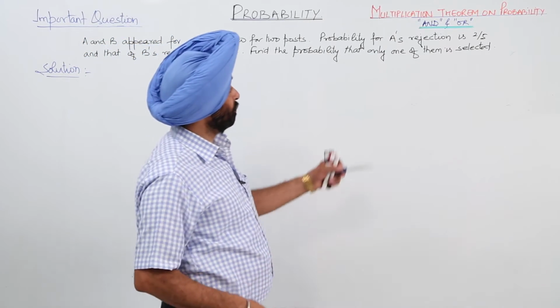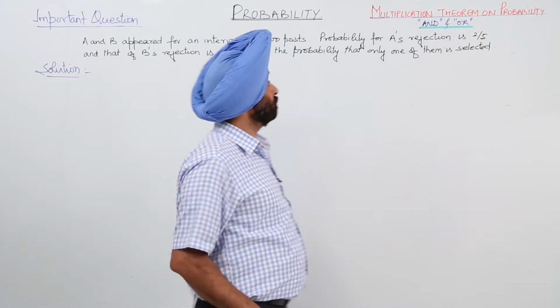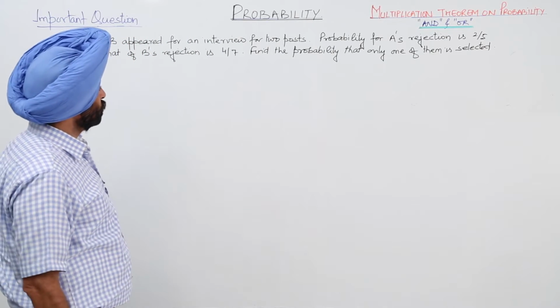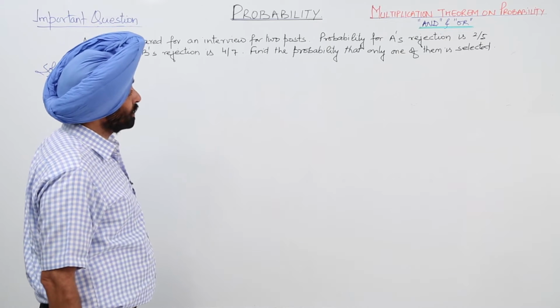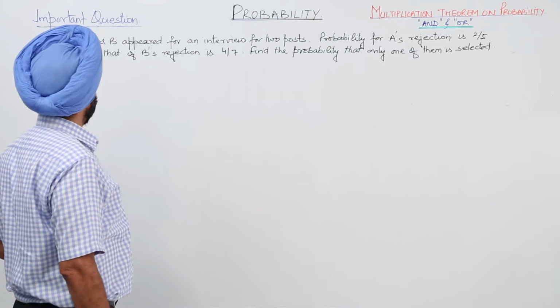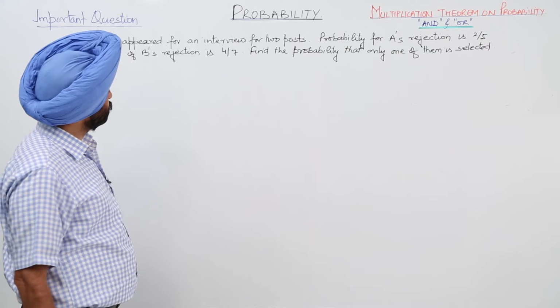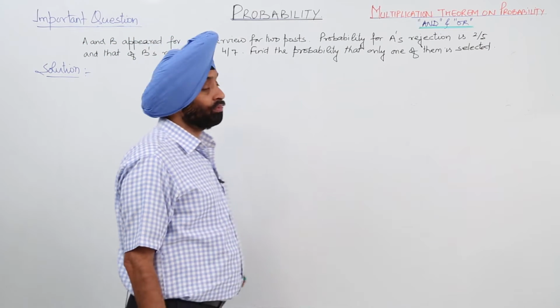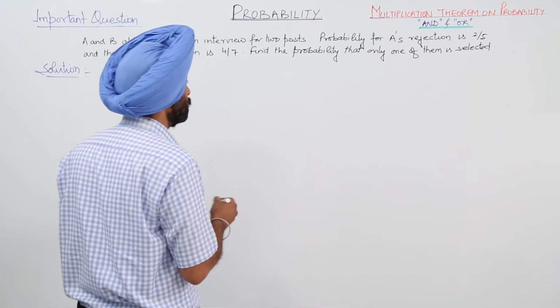Multiplication theorem on probability and or cases. Now, important question. A and B appeared for an interview for two posts. Probability for A's rejection is 2 by 5 and that of B's rejection is 4 by 7. Find the probability that only one of them is selected.